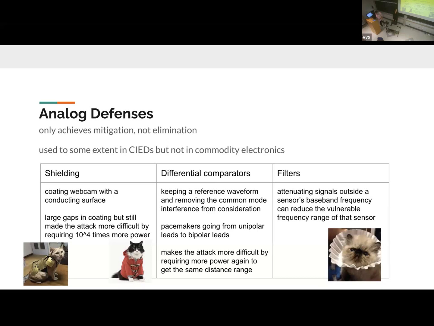The second method that they tried to use was using differential comparators. That means keeping a reference waveform and removing the common node interference from consideration. This had the same effect of requiring more power to achieve the same range and efficacy. The last one is using filters that would be attenuating signals outside the sensor's baseband frequency to reduce the vulnerable frequency range of that sensor. This is something that's already implemented in the medical devices, but could also be used for commodities.